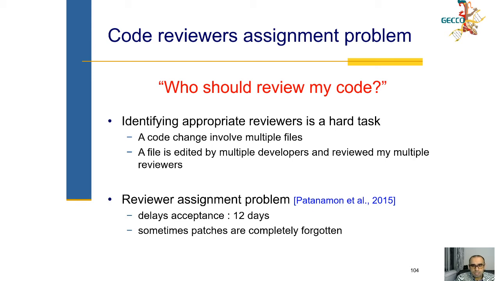Also, existing studies show that code changes having a reviewer assignment problem take an average of 12 days longer to be approved, and sometimes some code changes can be completely forgotten if it takes too long before assigning reviewers. So there is a high need for review recommendation tools to speed up the review process and to help reviewers, or to help involve them in the project more efficiently.